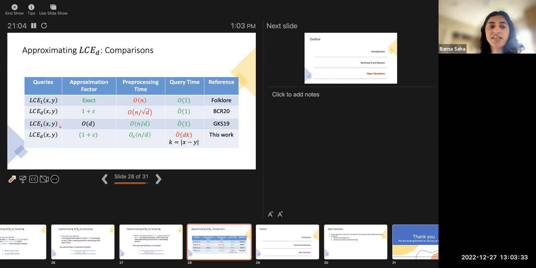Whereas in GCAS 19, they can only answer LC1 queries. They have order of d approximation, much higher approximation. Pre-processing time is n over d, which we match. Their query time is faster. On the other hand, the only other work that can answer LCG queries with 1 plus epsilon approximation is BCR 20, but they have a much higher sampling rate, though a lower query time. So overall, these are the trade-offs that we get between pre-processing time and query time for LCDXY, and that helps us to get our running time of n over a plus AK cube.